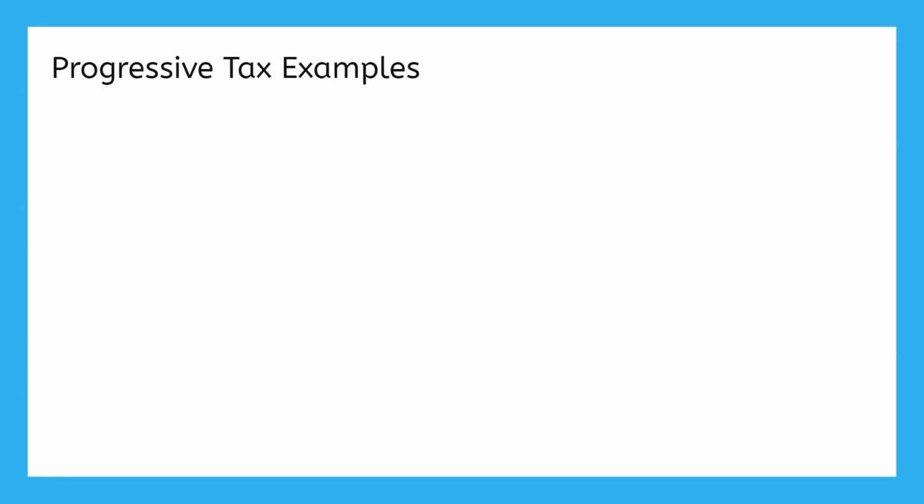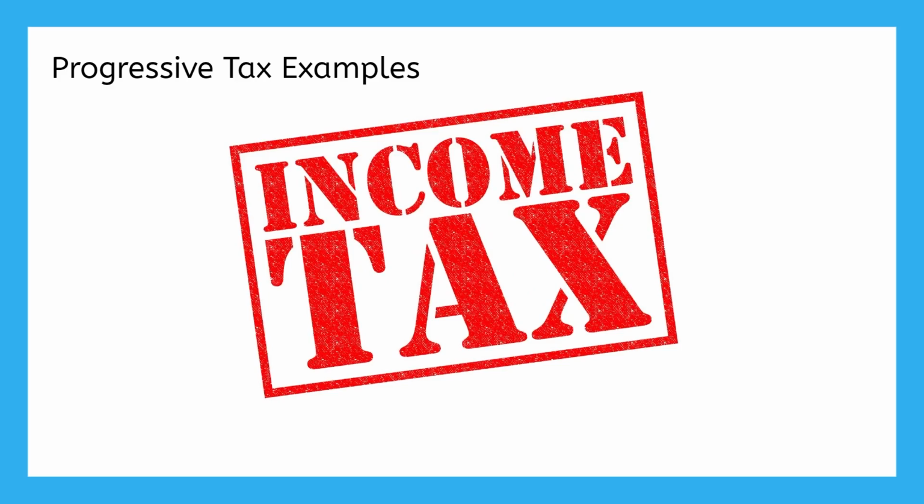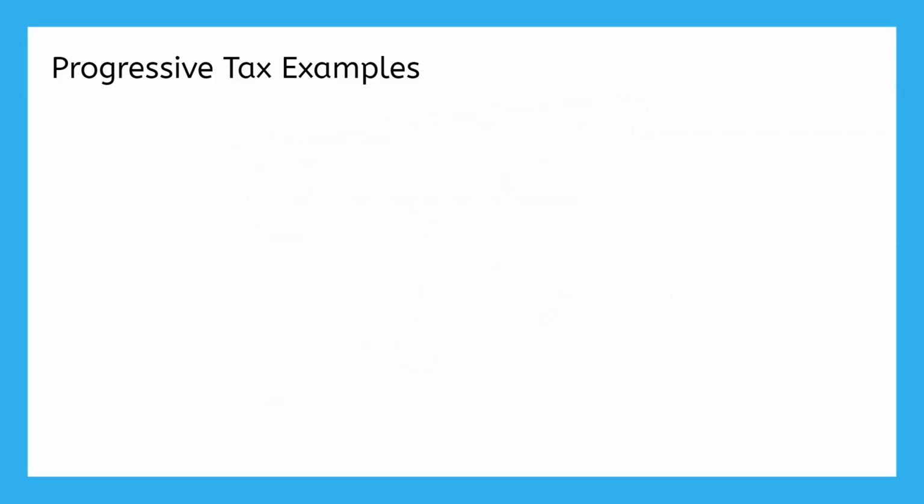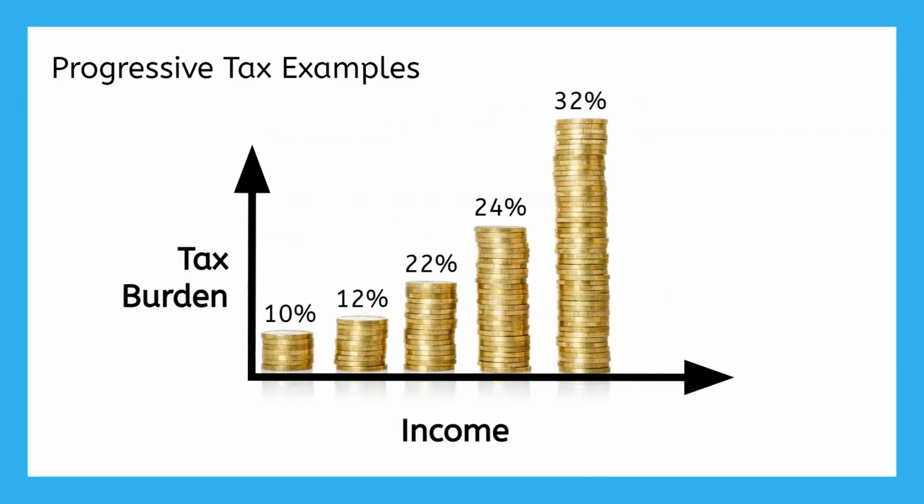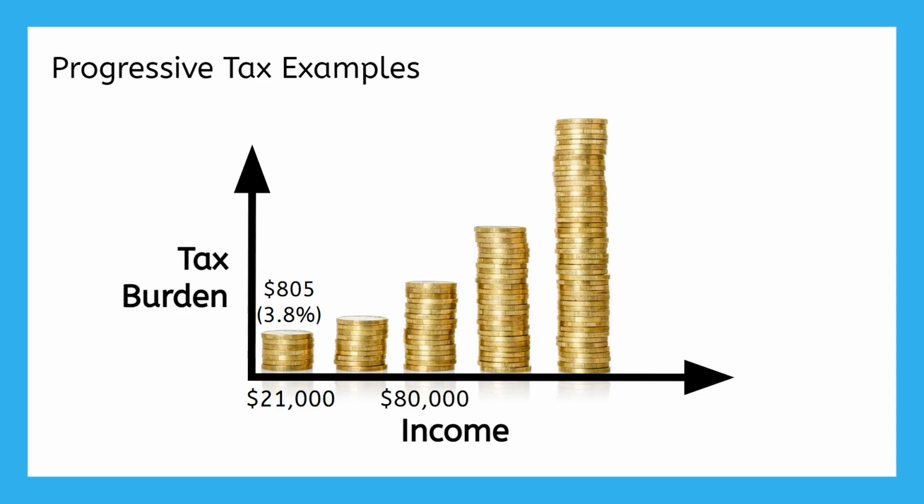Let's look at some examples so you can decide for yourself. The largest example of a progressive tax in this country by far is income tax. The way our income tax system works, people with higher incomes pay a higher percentage of their income in taxes. Let's say somebody makes $21,000 a year. Their tax liability might come out to $805 for a burden of 3.8%. A person who makes $80,000 a year could be taxed for a total of $10,368 for a tax burden of 13%.